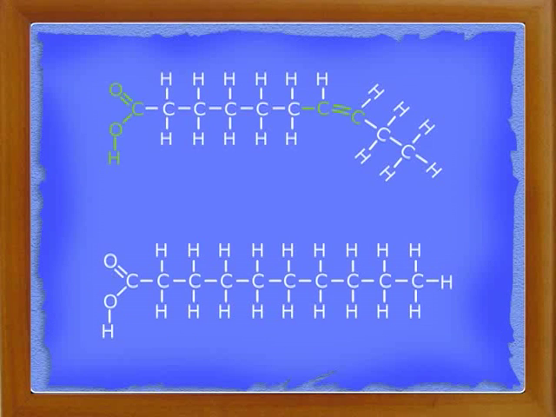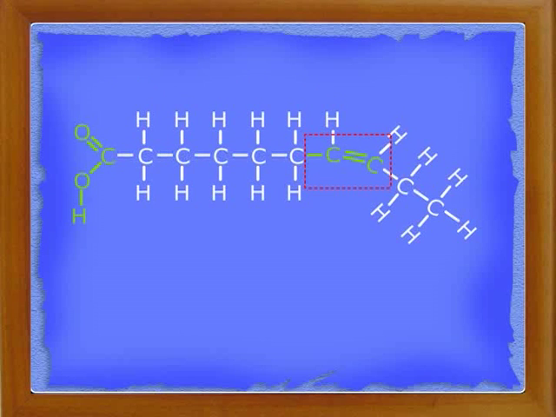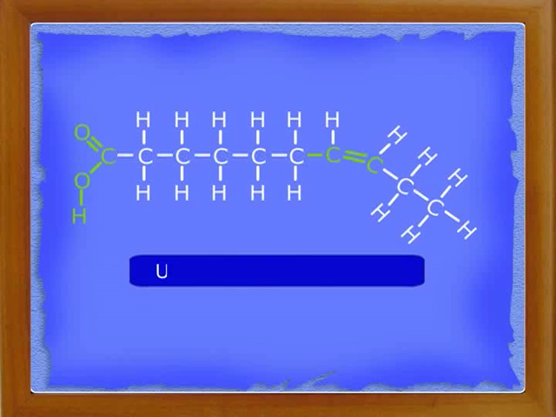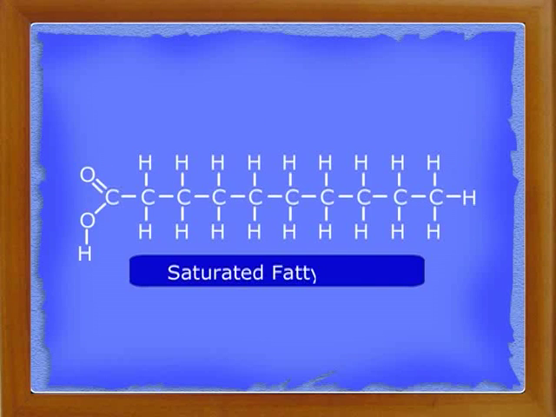The fats are classified into two groups based on the double bond present in their structure. If a double bond is present in the structure, then they are called unsaturated fatty acids, and if a double bond is not present, then they are called saturated fatty acids.